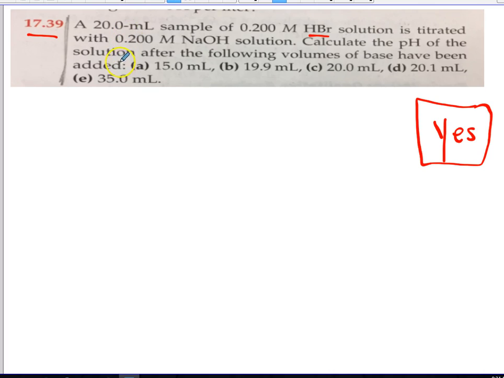Okay, so what I'm going to do, I have 20 milliliters of 0.2 HBr. I don't give a crap about this in my pH world. So I'm going to take 0.02 liters and multiply it by 0.2 moles per liter, and I get what?